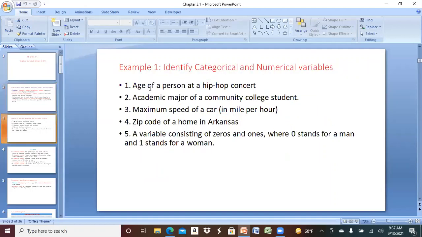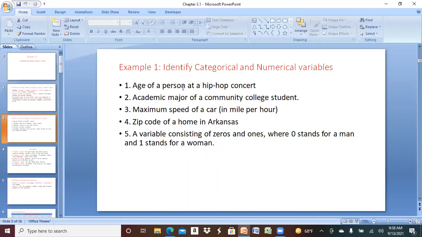Look at this example: the age of a person at a hip hop concert, the academic major of a community college student, the maximum speed of a car in miles per hour, the zip code of a home in Arkansas, a variable consisting of 0 and 1, where 0 stands for a man and 1 stands for a woman. In this one, you identify which is the categorical variable and which is the numerical variable.